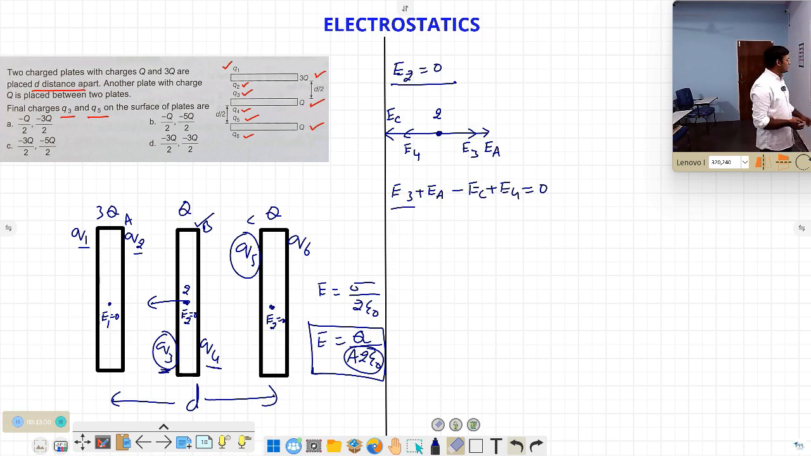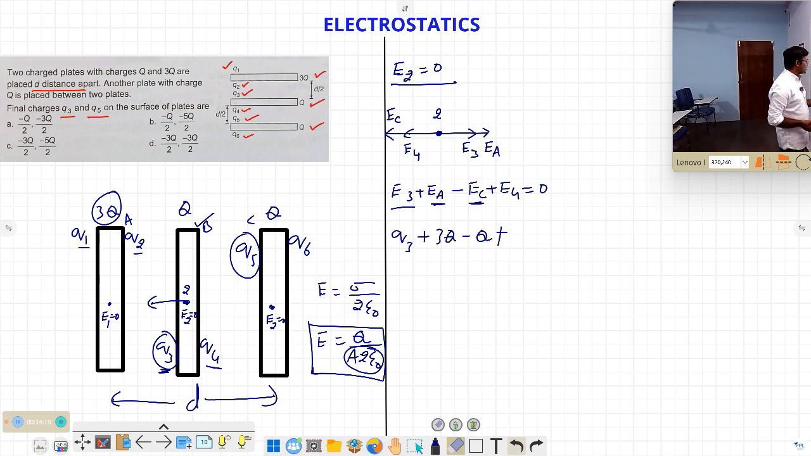E3 is the electric field due to the third charge, that is the Q3 charge, plus EA, the electric field due to the A rod. The A rod has charge how much? That is 3q, so I can write 3q. Minus EC, the electric field due to the C rod, which is this C rod. The charge on that one is equal to Q, so I can write Q.